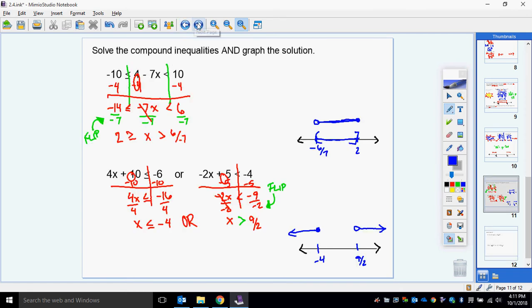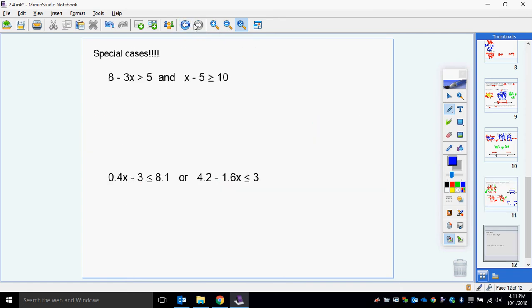However, there are a few special cases, okay, that we need to be aware of when it comes to AND or OR compound inequalities.